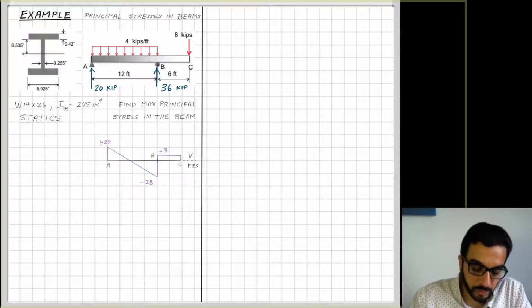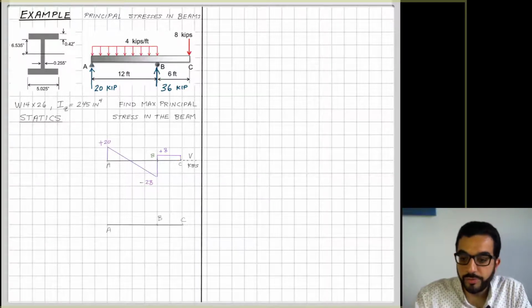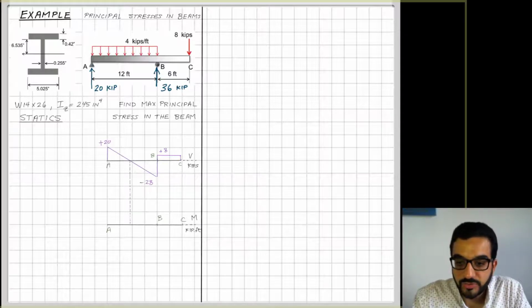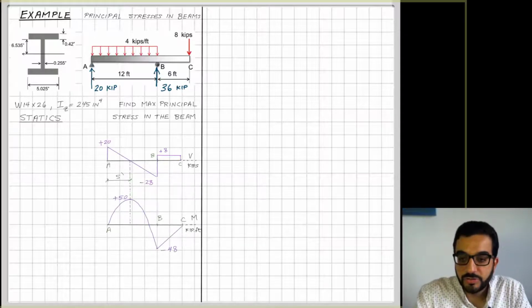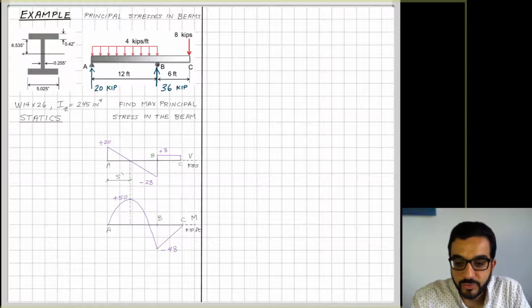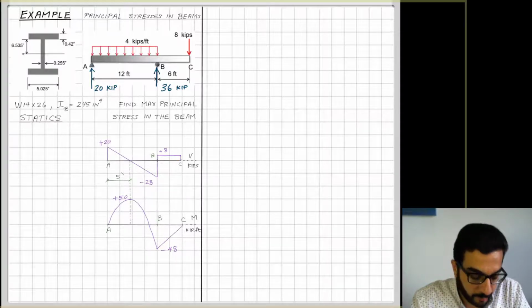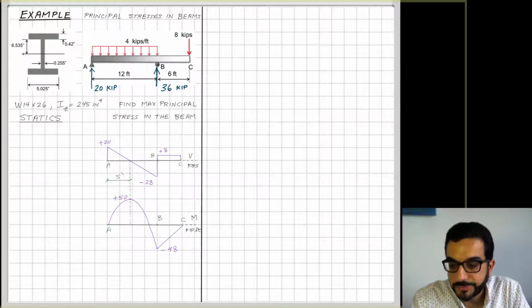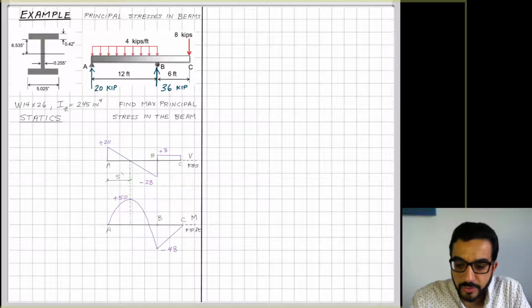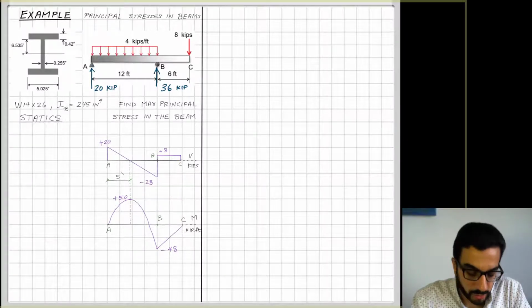And then you use the shear diagram to draw the moment diagram. And we see here the zero intersection of the shear diagram. That's where the maximum positive moment of 50 kip-foot happens. And then it goes down all the way to negative 48, and then it goes to 0 at point C.